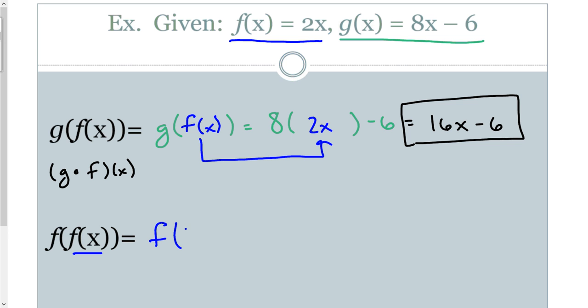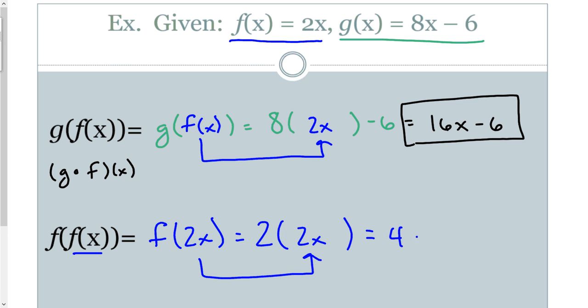Well, it's 2x. So f of 2x. That just means that I have a function f which takes an input and multiplies it by 2. Well, what's the input for this problem? 2x. What's 2 times 2x? 4x. Easy peasy lemon squeezy.